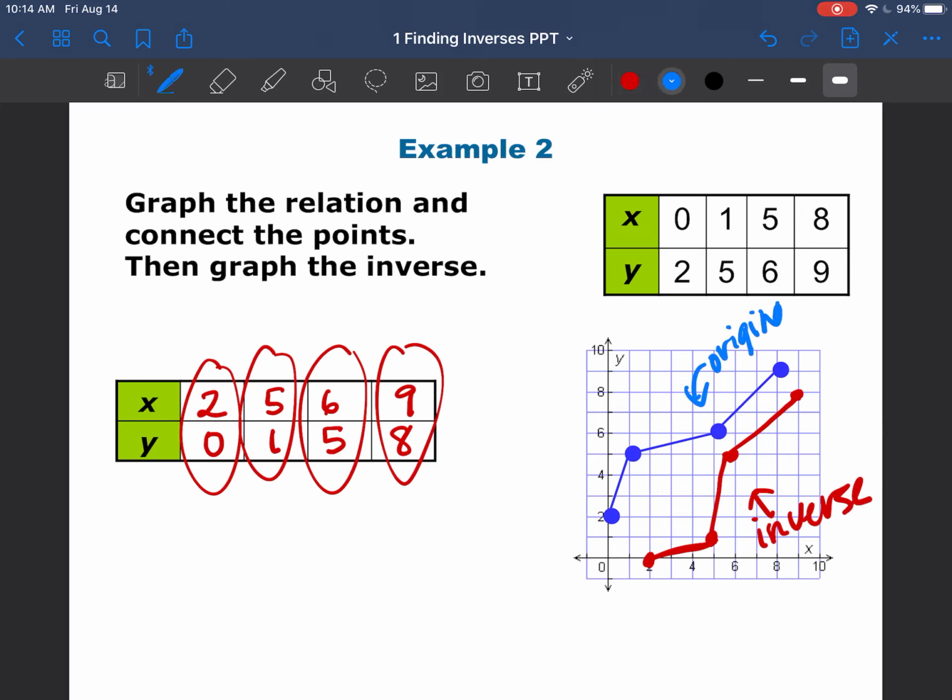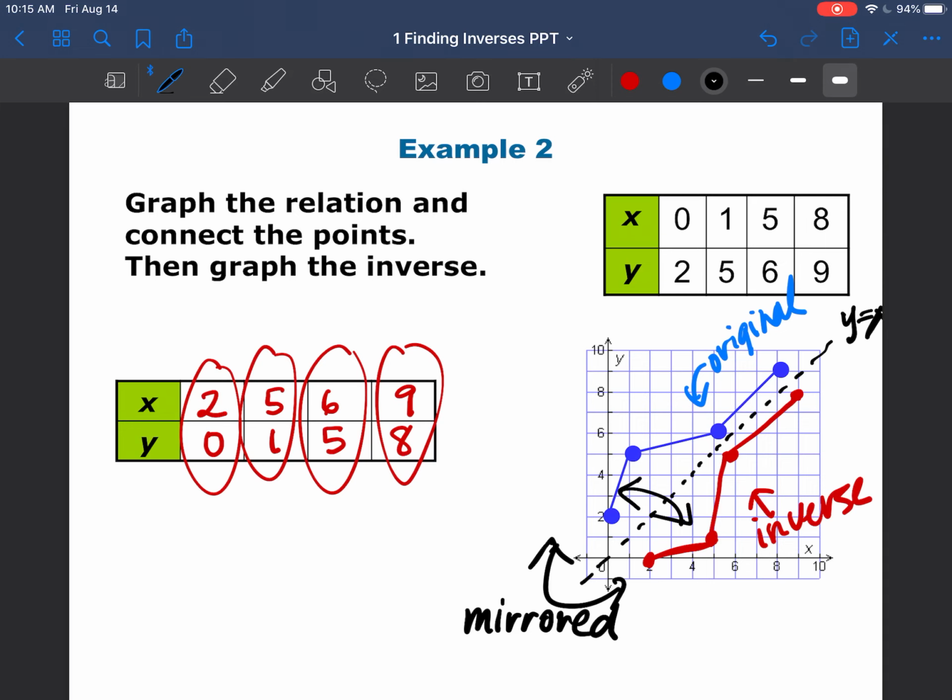And something you may be noticing about this graph is if you were to draw the line y equals x, the slanted line, these are reflections mirrored about that line. So that's how you can recognize inverse graphs, is if you draw this slanted line, there should be a mirror image of the inverse to the original.